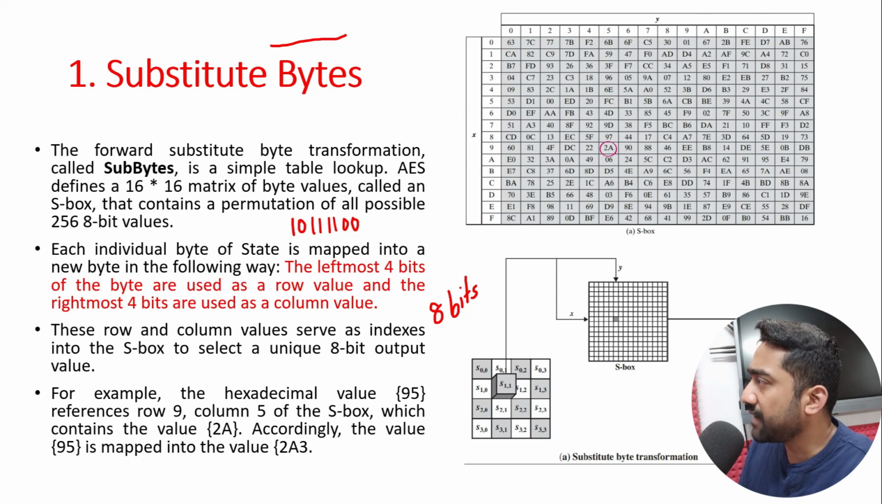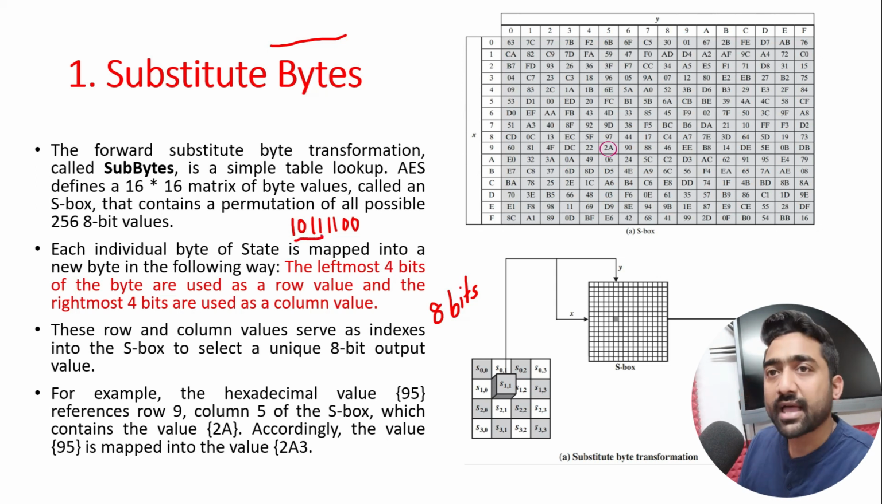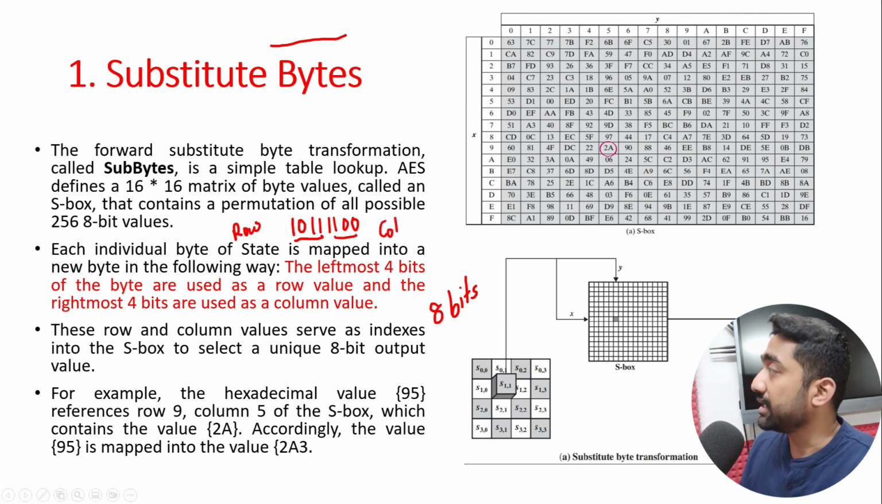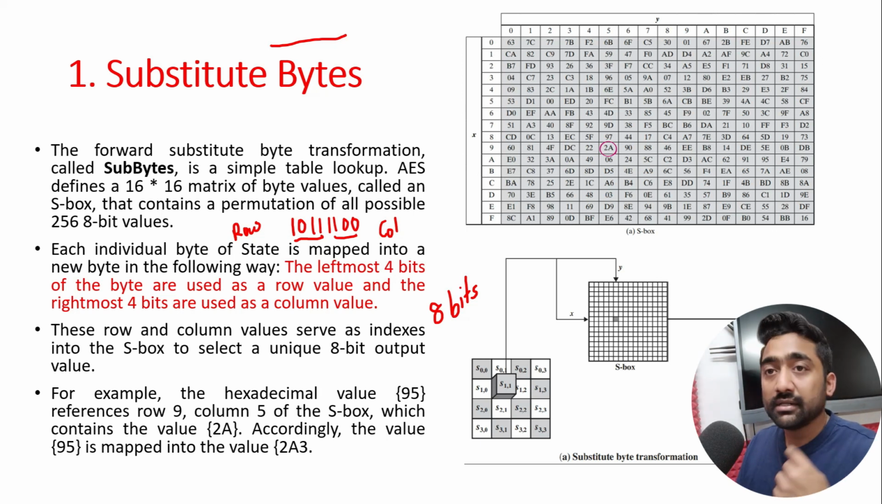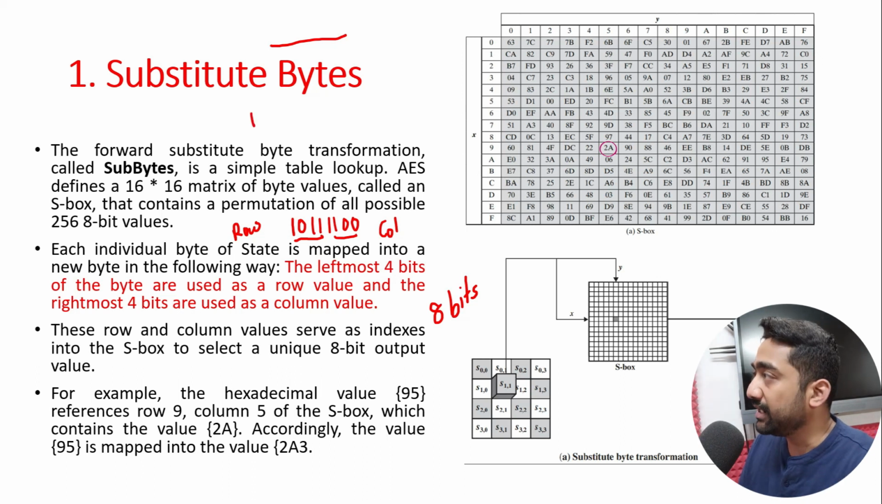I will take these first 4 bits and consider that as the row. Similarly, the remaining 4 bits will be considered as the column. So in my case 1011, in terms of 8421, if I write it, will be 8 plus 2 plus 1, that is 8 plus 2, 10 plus 1, 11. So it will be the 11th row.